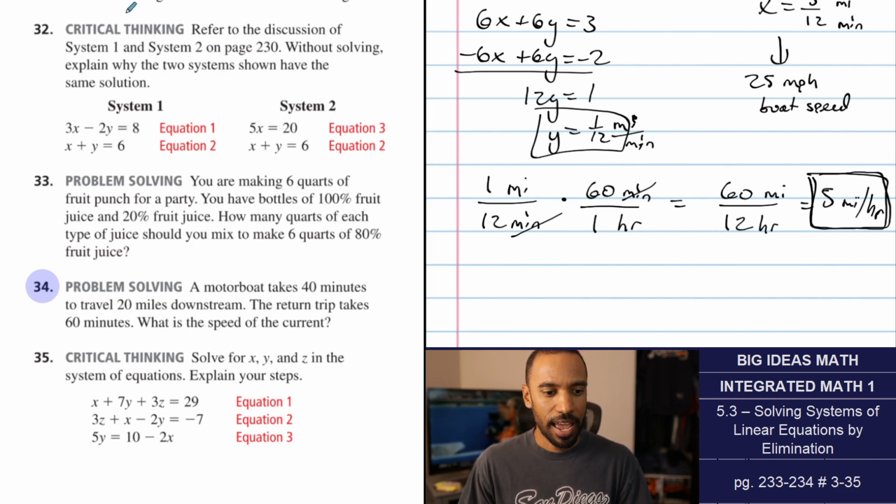Okay, last one. Solve for x, y, and z in the system of equations. Explain your steps.